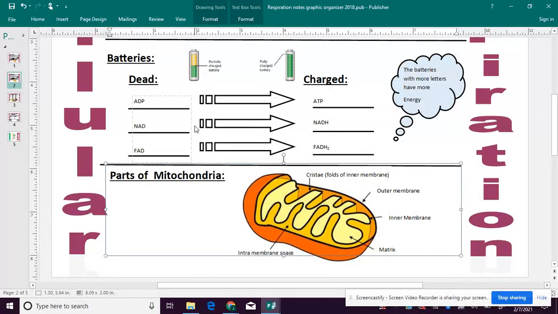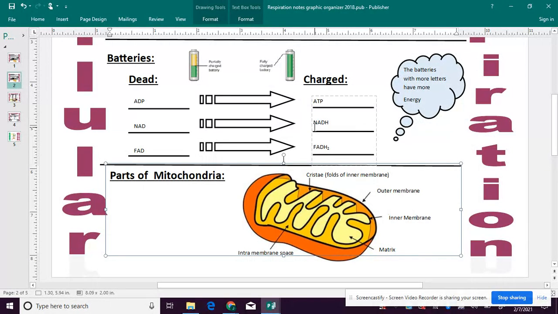There's 2 additional batteries. We're not really going to focus on them too much this year, but if you would come across them, Mr. Walton, who teaches AP Bio, calls them the NADs and the FADs. So this one is NAD, and this one is FAD. Again, those are the dead forms, the shortened version. The short 3-letter form is the dead or weakened form of the battery. And when the battery is fully charged, the name is longer. So if you just remember that the batteries with more letters have more energy, that'll typically help you to figure them out.